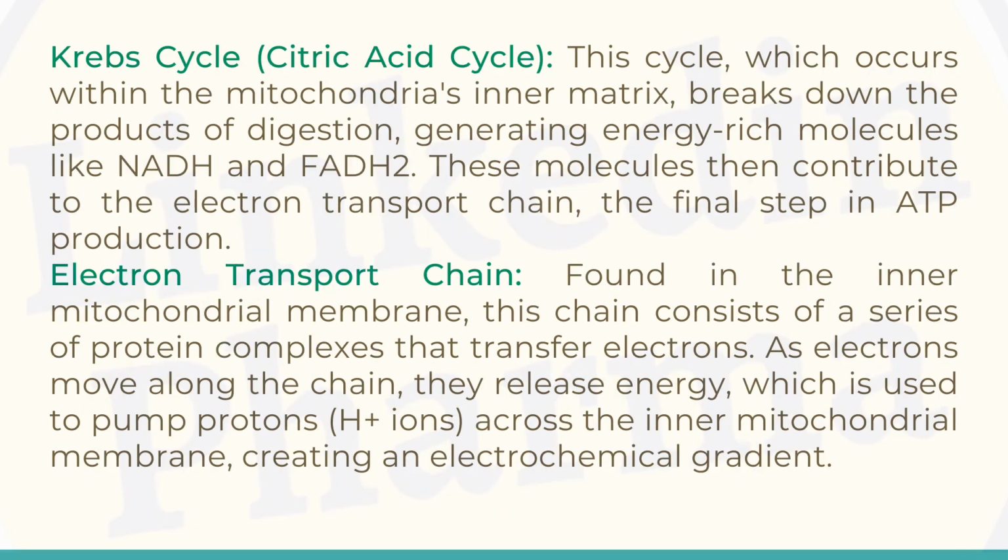Krebs cycle, citric acid cycle. This cycle, which occurs within the mitochondria's inner matrix, breaks down the products of digestion, generating energy-rich molecules like NADH and FADH2. These molecules then contribute to the electron transport chain, the final step in ATP production.